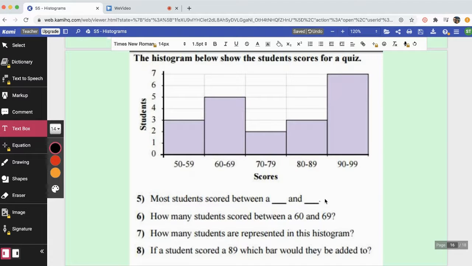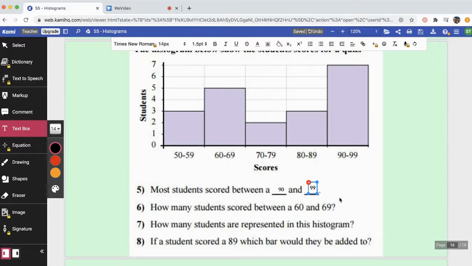Okay, this histogram shows the student scores for a quiz. So most students scored between blank and blank. So I'm looking at which bar is the highest, and it's that 90 to 99 bar. As a teacher, I would be really excited that more students scored there than anywhere else.